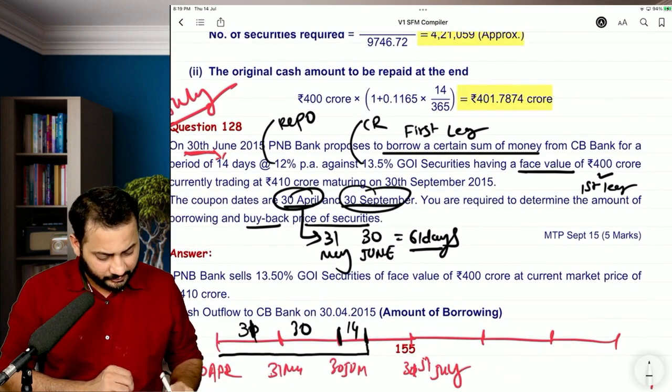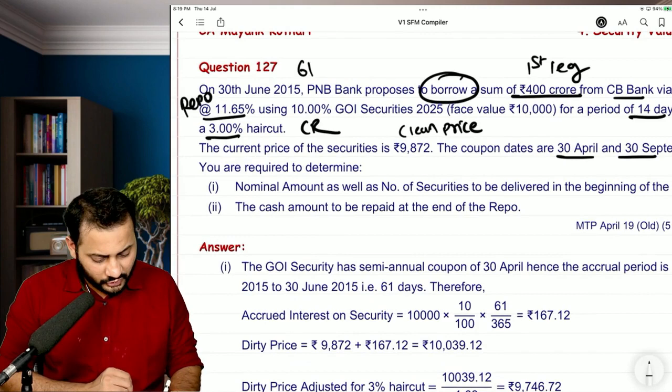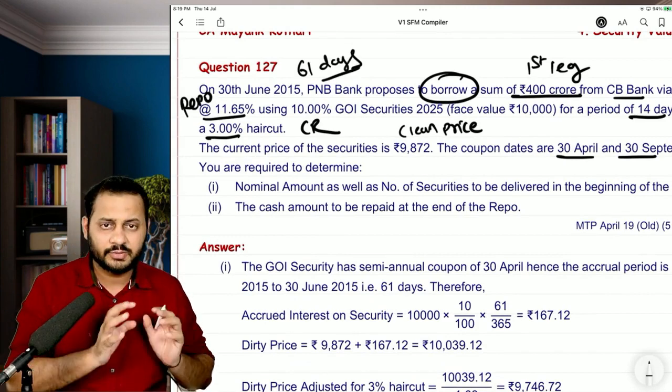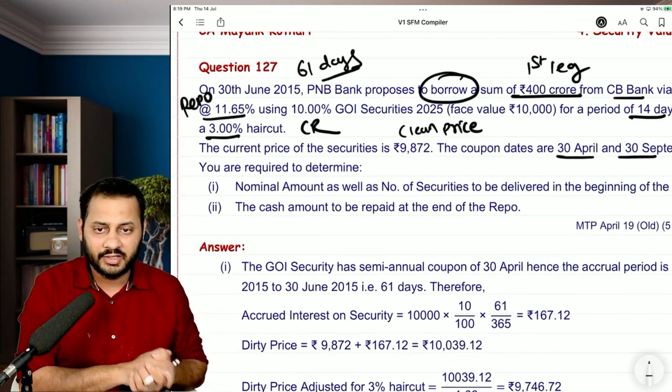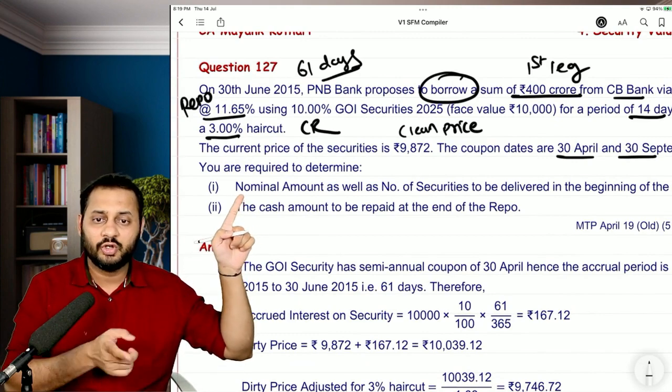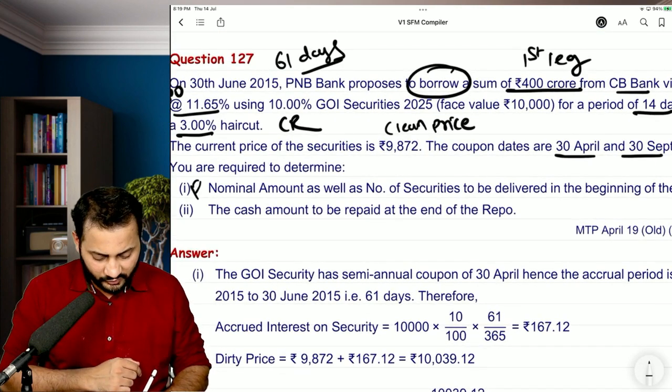30th April and 30th September. So we can say this one is also a period of 61 days. Accrued interest period in this question is also for 61 days. Now you are required to calculate the nominal amount. This is the face value that we want to calculate.